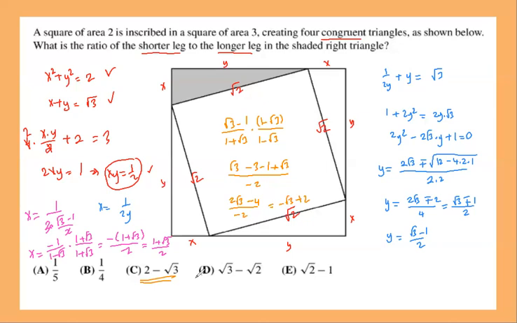So be careful. Sometimes a wrong sign somewhere in the calculation might change your final answer, and you end up getting one of the other choices. So choice C looks like the answer.